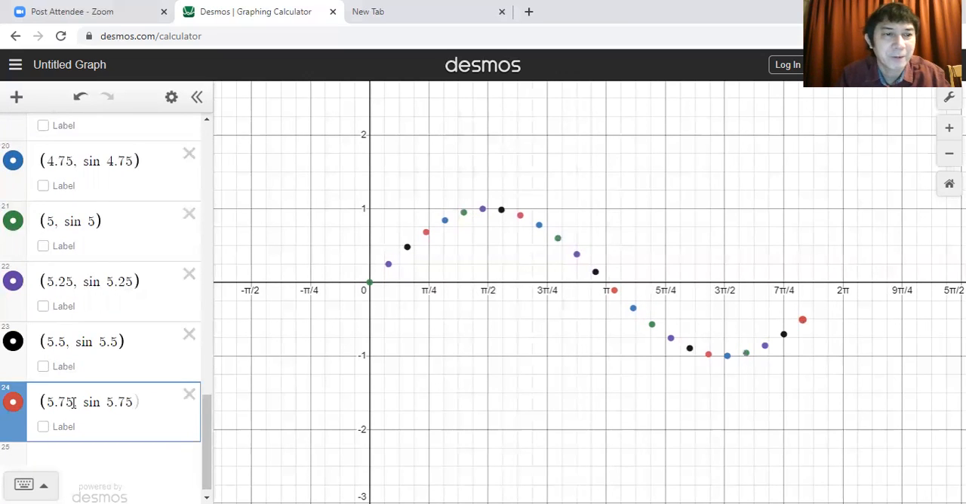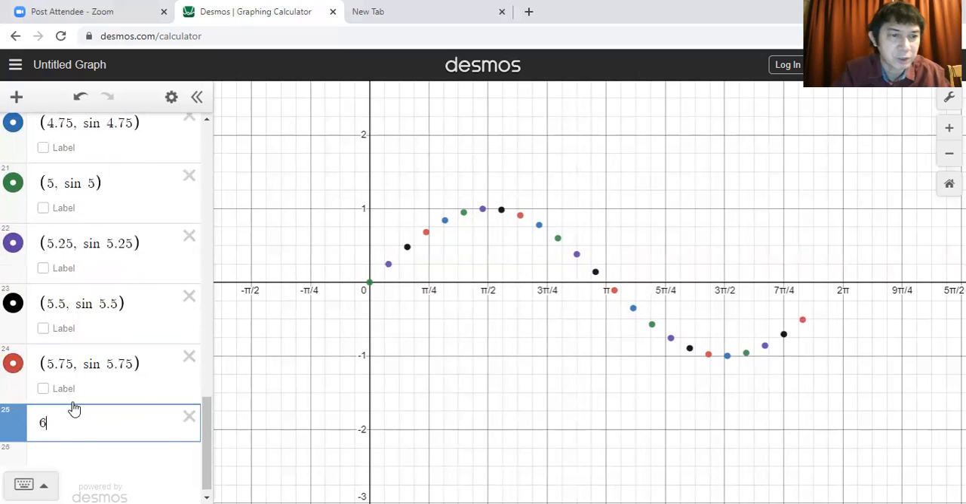I thought of doing that so it will have more points. Now we shall have one cycle, from 0 to 2 pi.